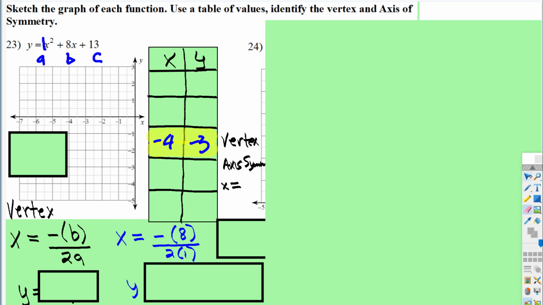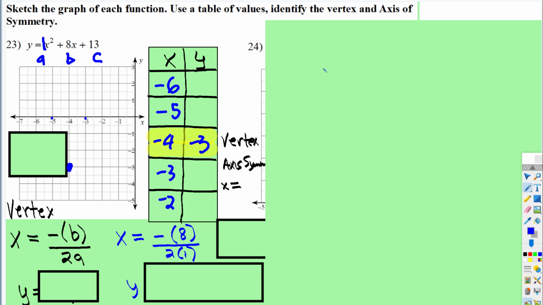So now we know the vertex of the equation. So at negative 4, negative 3, we're going to draw the vertex. All right, then since the x value is negative 4, you can choose two x values to the left, negative 6, negative 5, and then two values to the right, negative 3, negative 2.